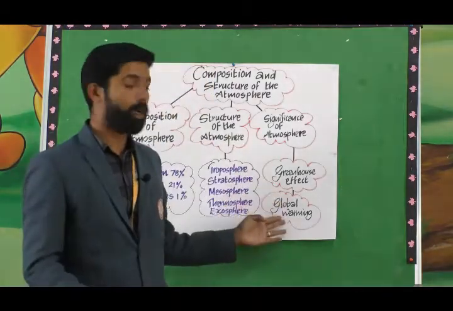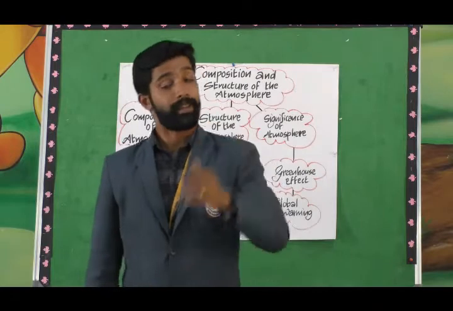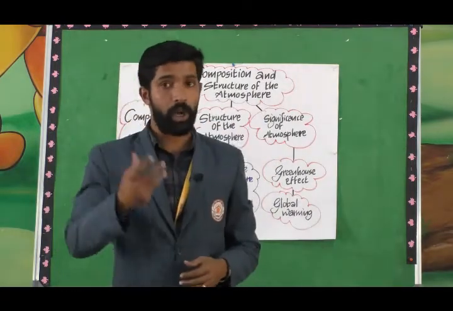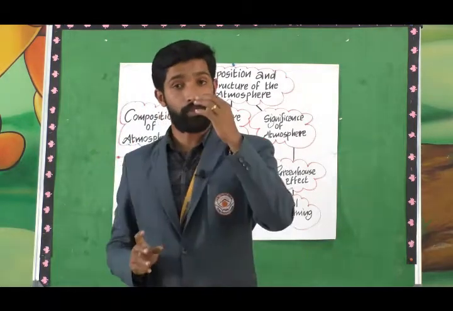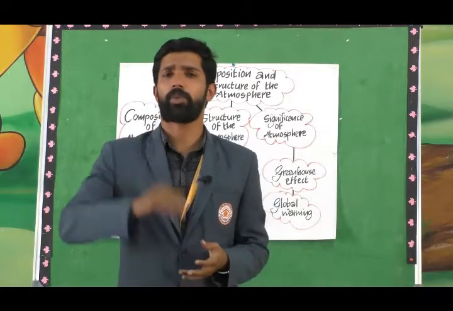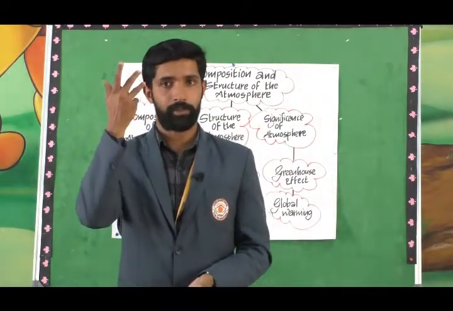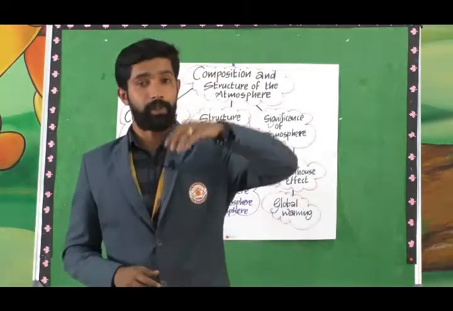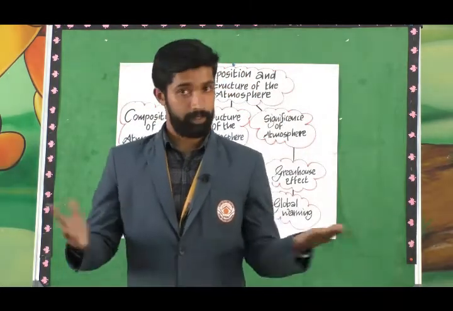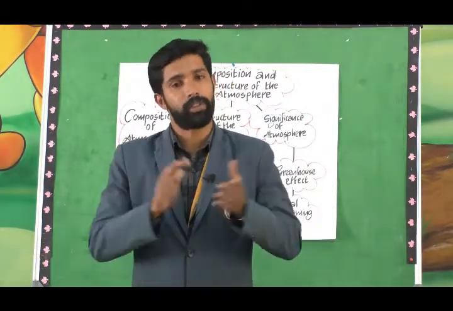And our last topic was all about global warming. In recent decades, the amount of greenhouse gases present in the atmosphere has increased due to the burning of fossil fuels, then factory emissions, etc. This has resulted in an increase in the average temperature on Earth. This phenomenon is called global warming, and it causes melting of glaciers, rising sea levels, changes in the amount of rainfall, and changes in agricultural yields. So this is all about our chapter.